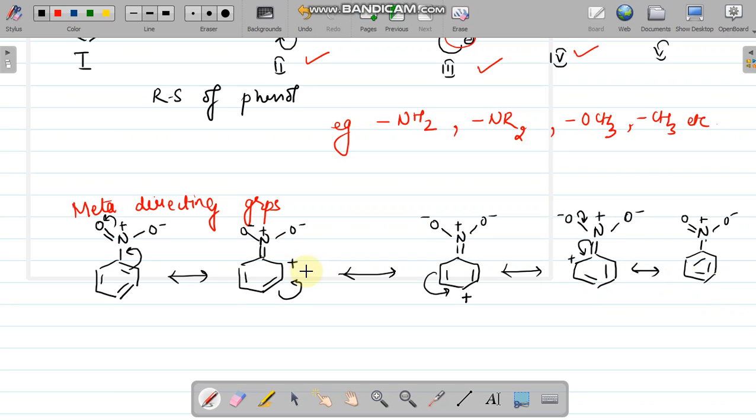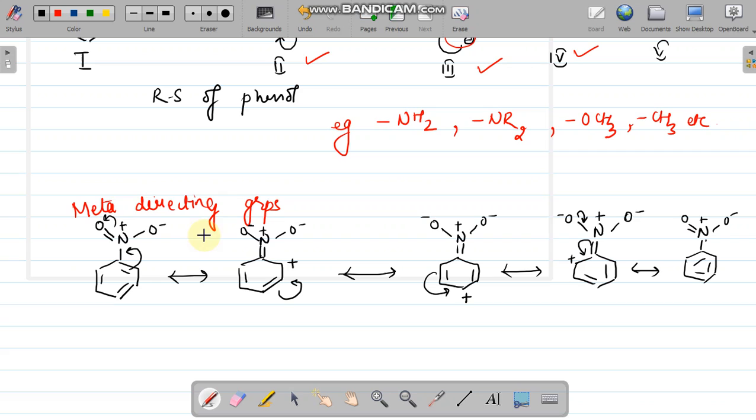Now in this case, if you look, the overall electron density on the benzene ring is decreasing. Why? Because your nitro group is a deactivating group. Moreover, if you look, the electron density on the ortho positions and the para positions is less than the meta position. Therefore, the two meta positions are going to be rich in electron density. Therefore, such groups are going to have the substituent on the meta positions only.